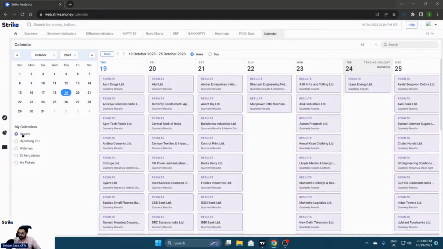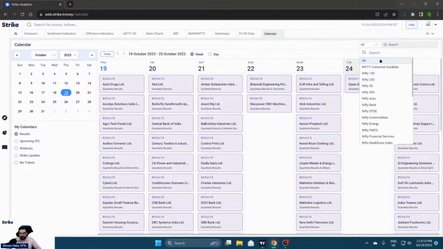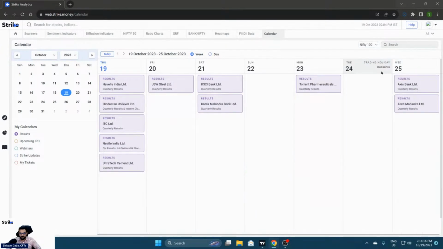So with that, let's see what all stocks are coming up with results in the next few days, and after that we'll take up stock queries. So five stocks are coming up with results today, and in the next couple of days there are important results like JSW Steel, ICICI Bank, and Kotak Bank.